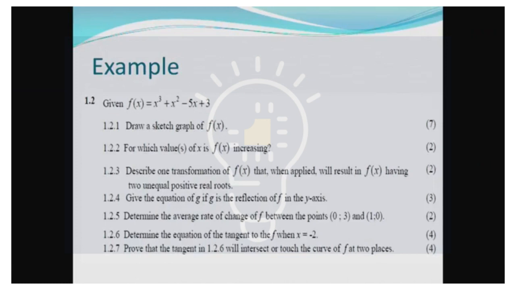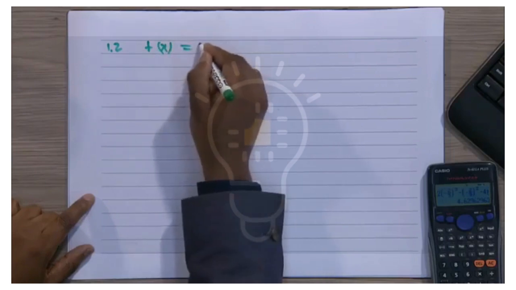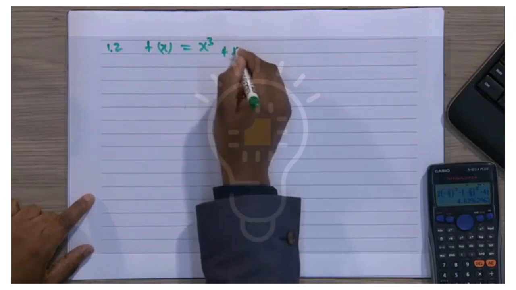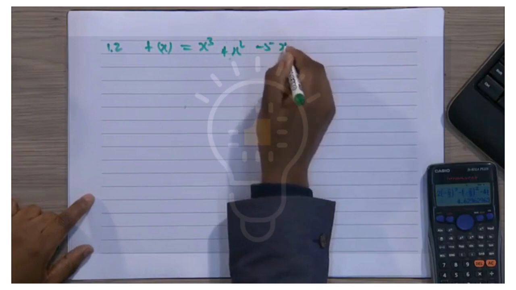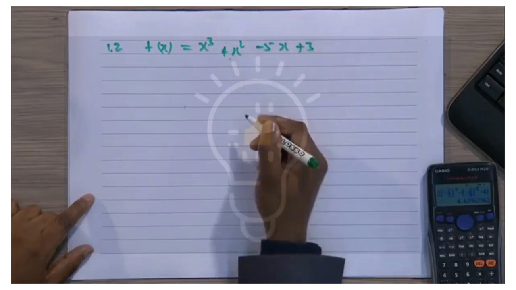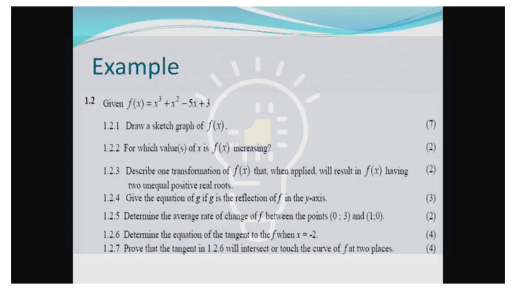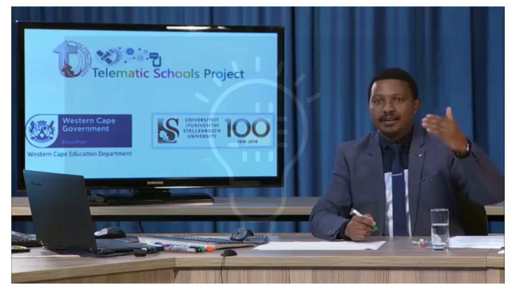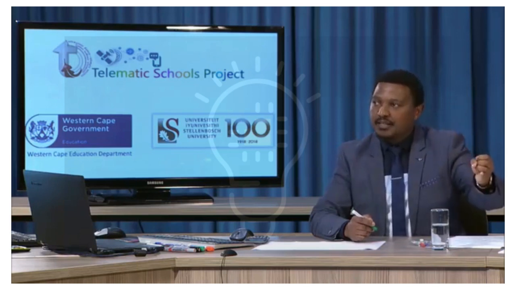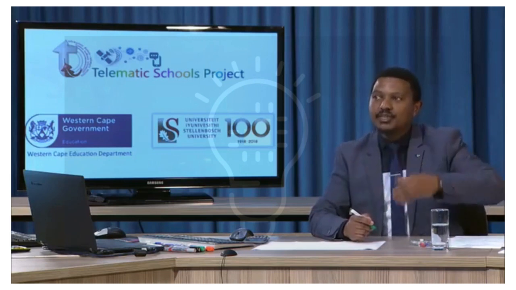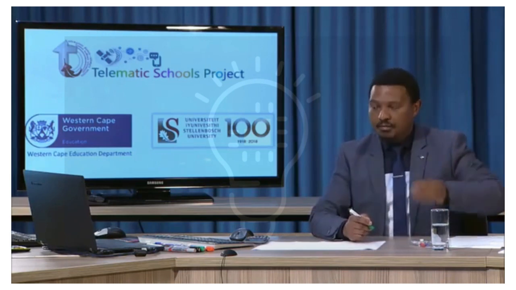Now again, we are given in 1.2 this function f of x equals x cubed plus x squared minus 5x plus 3. Draw a sketch graph of f of x. You see now here you have been thrown into the deep. It is unlike the first example where you were given everything. You were asked to find the coordinates of the turning points, to factorize the function. But at this stage, you have to do all of this by yourself.